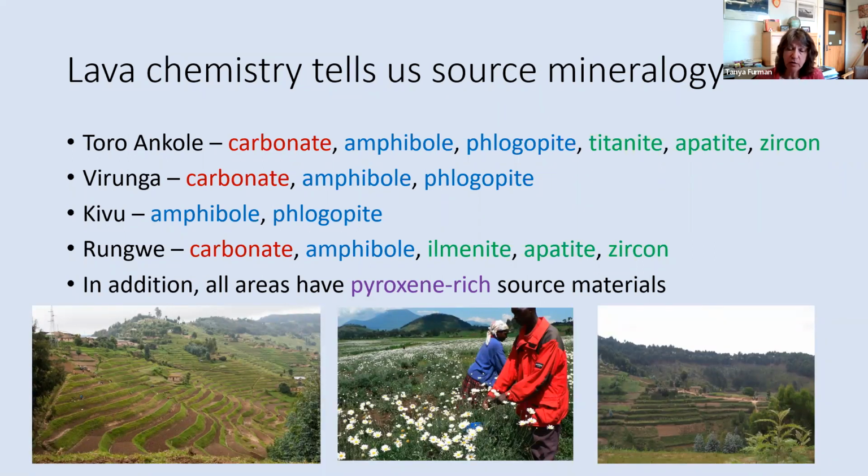When we go to Virunga, we find, again, the mantle beneath our feet has carbonate and amphibole and phlogopite. And in Kivu, it has amphibole and phlogopite. In Rungwe, carbonate, amphibole, again, ilmenite, apatite, and zircon, titanium, phosphorus, and zirconium. We also find evidence that all of these areas are underlain by material that has a lot of pyroxene. Again, who cares? We care for a bunch of reasons.